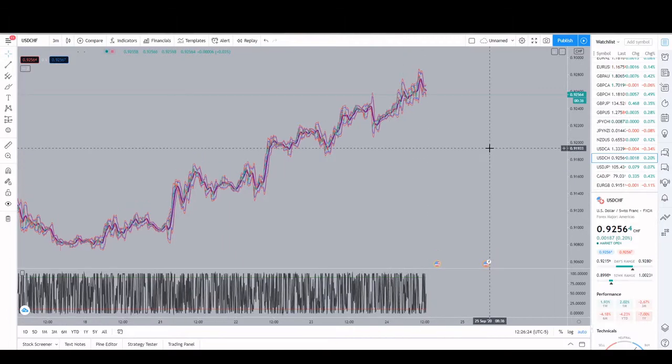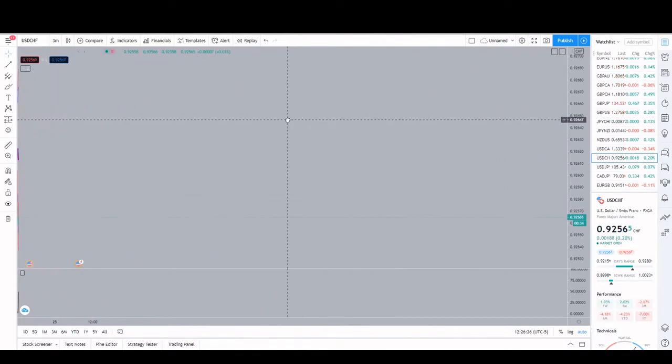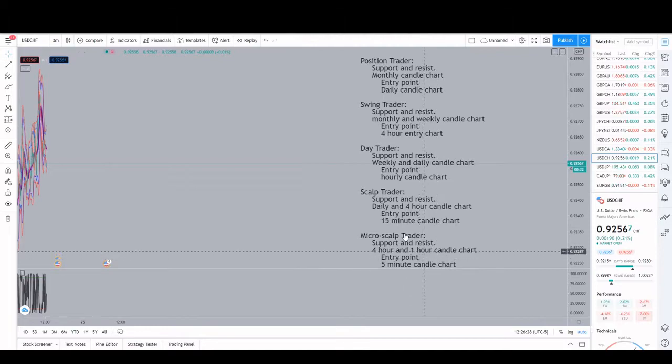So depending on the type of trader you are, I've created a text chart here that I want you guys to copy down depending on the trader you are. I'll also have this in the description too, so you can just copy it from there.